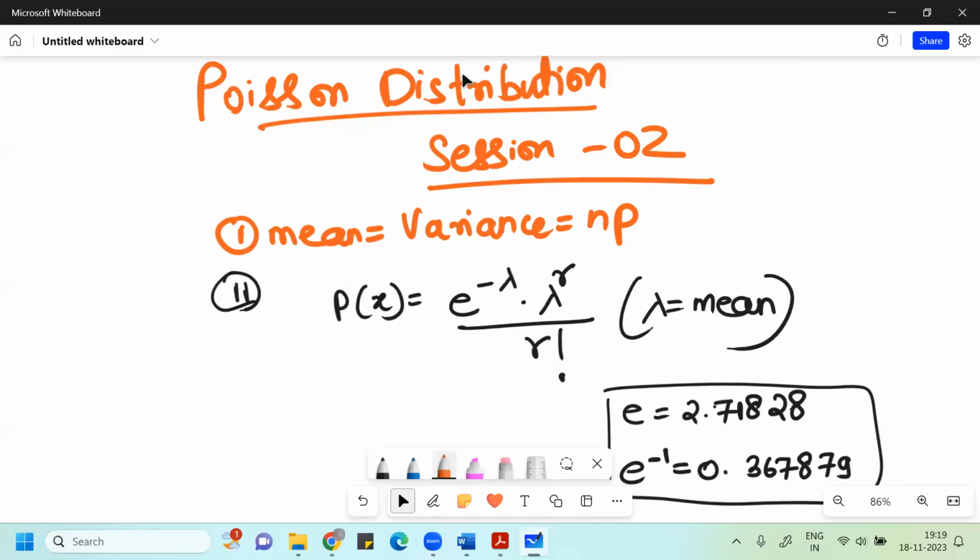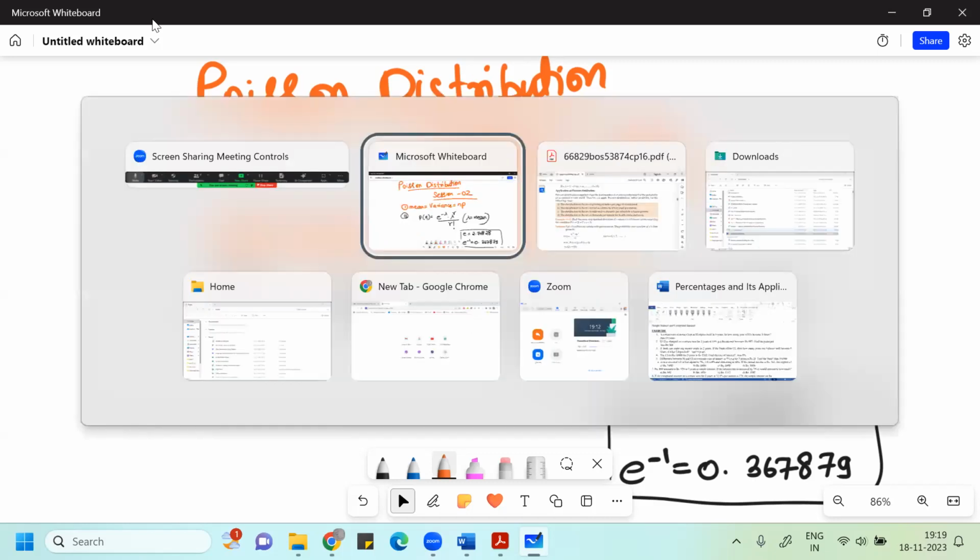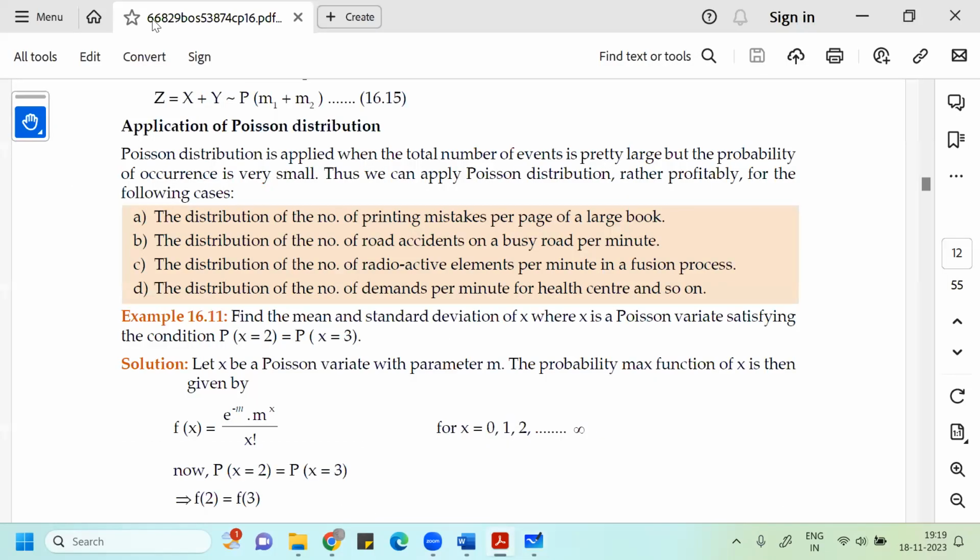So welcome everyone to the second session on the Poisson distribution. So far we discussed that the Poisson distribution is a univariate distribution pattern where your mean and variance is equal to n into p. This is the probability function formula to work on the Poisson distribution. Here lambda is mean. Some books use m also. Doesn't matter. So now let's discuss a few more problems on Poisson distribution.